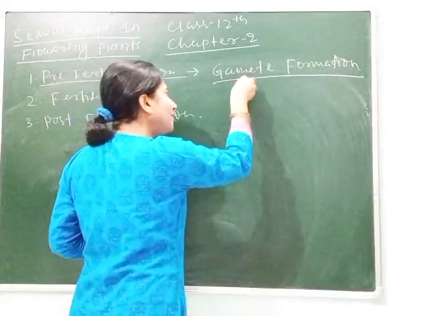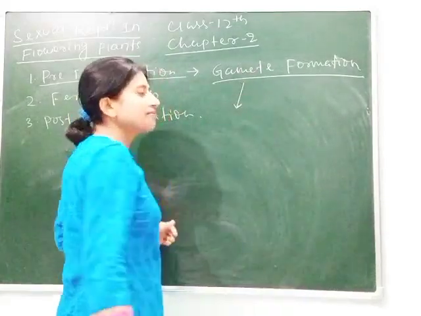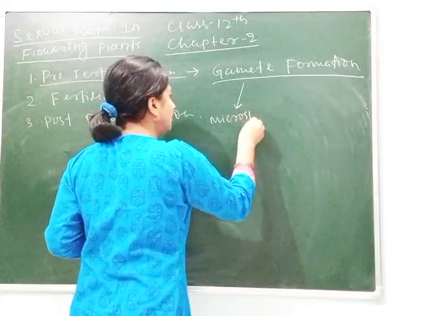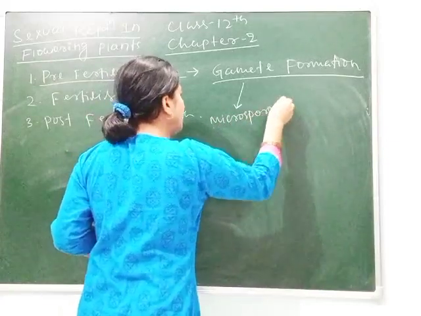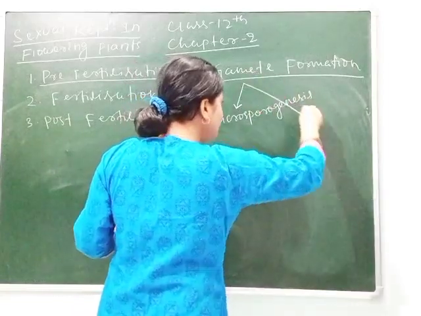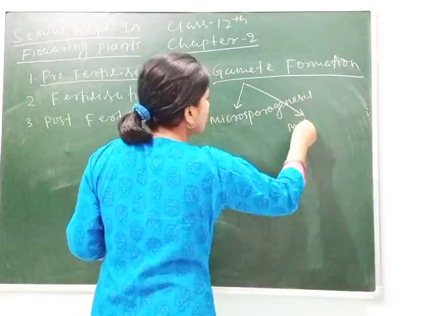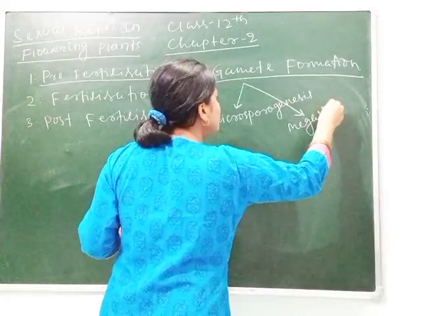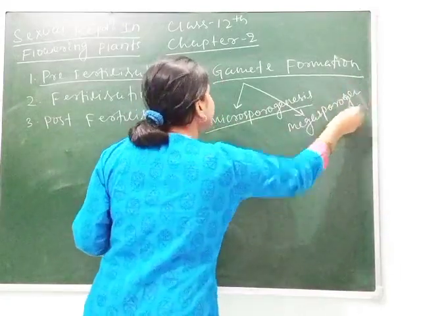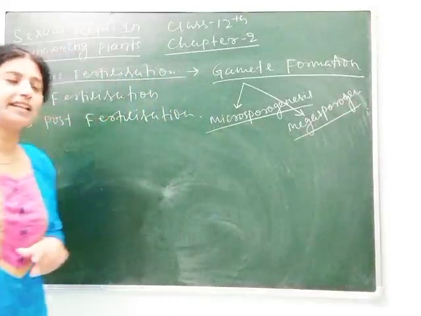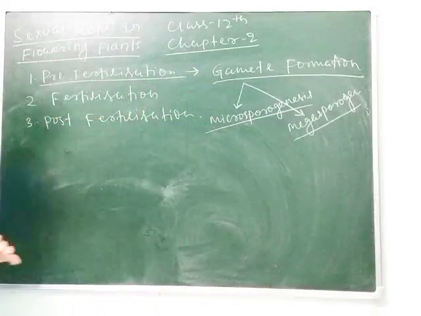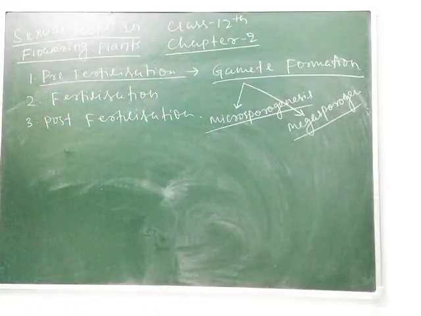The male gamete formation occurs by the process of microsporogenesis, and the female gamete is formed through megasporogenesis. So we will study microsporogenesis, then megasporogenesis. So students, let's study the pre-fertilization events.